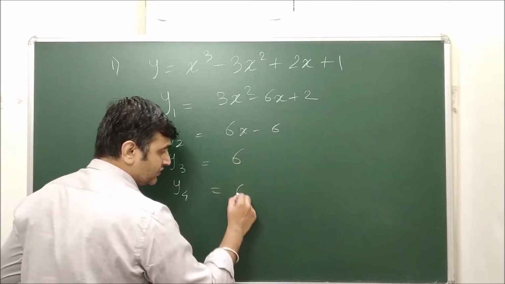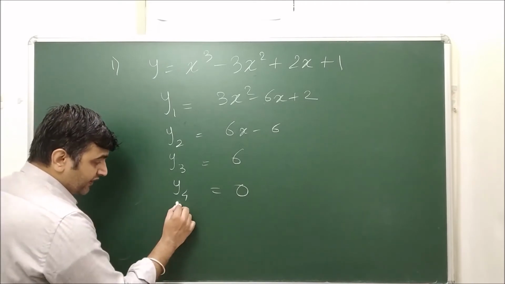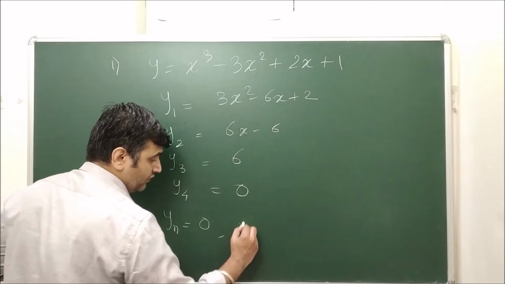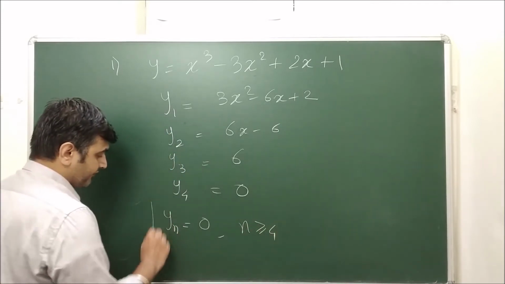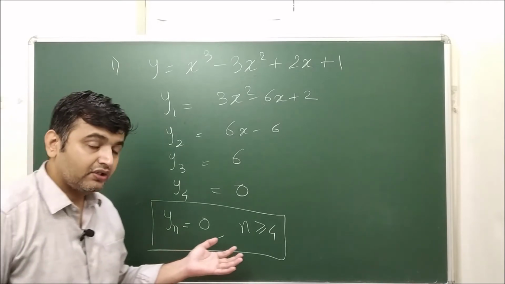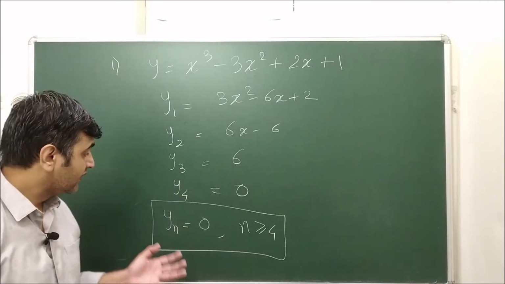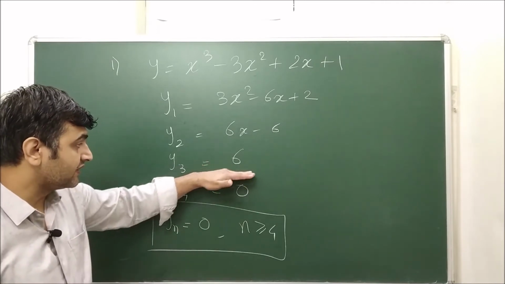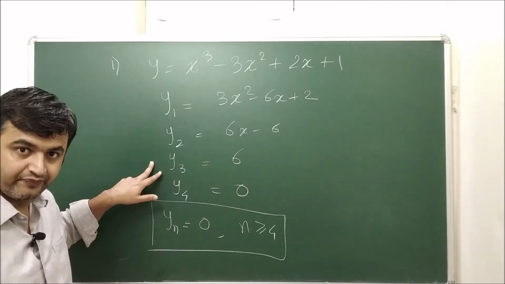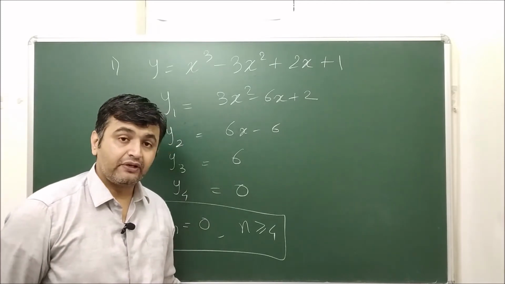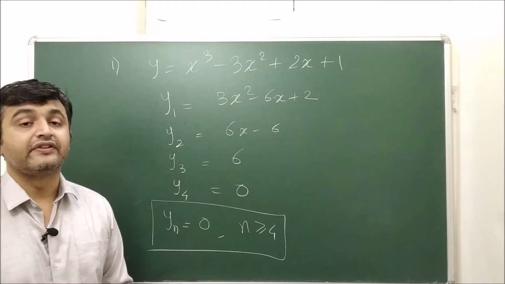What will be y4? 0. And if you take y5 and so on, in general yn is 0 for n greater than or equal to 4. So all the higher derivatives whose order is greater than or equal to 4 are 0. Until y3, the third order derivative, they are non-zero. So this is how one can do successive differentiation.